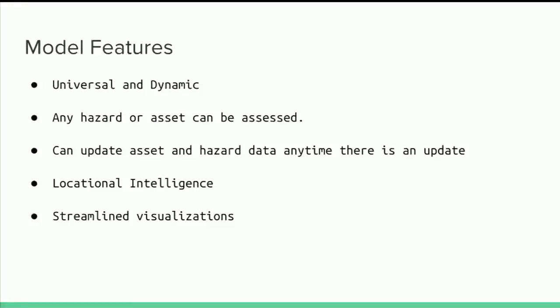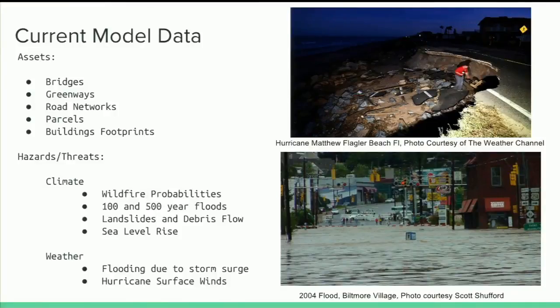And then the locational intelligence behind GIS allows for you to do resiliency planning on the local level, or county, or maybe even state, national level. So the model data that goes into this is bridges, greenways, roads, road networks, parcels, buildings, and the climate data, and all that asset data is accessible through your local municipalities or through a federal organization. And then the climate threats are wildfire probabilities, which is given to me through NCDEQ, 100 and 500 year floods, landslides and debris flows, and the sea level rise.